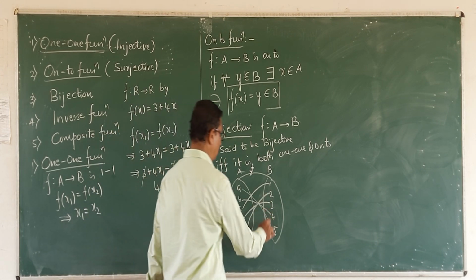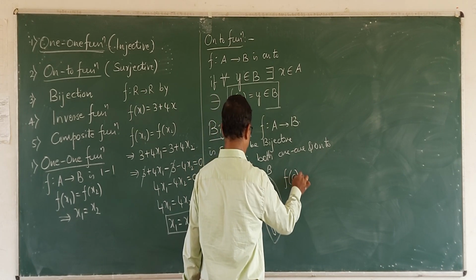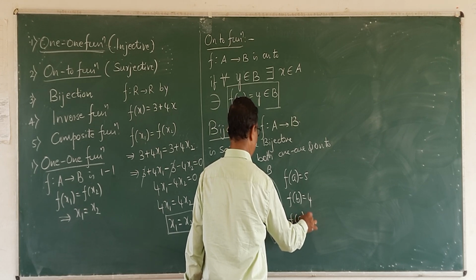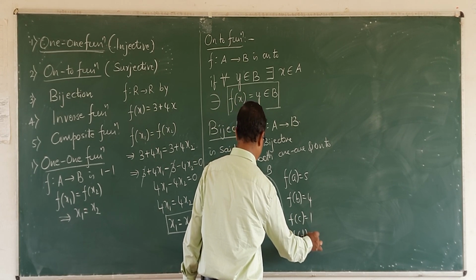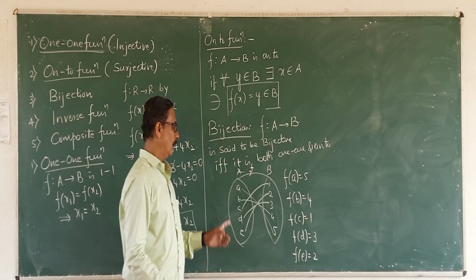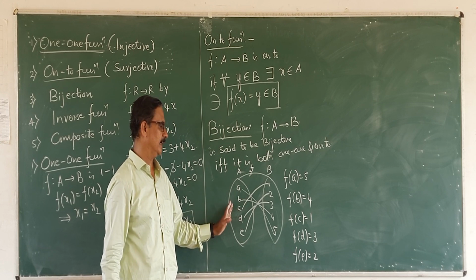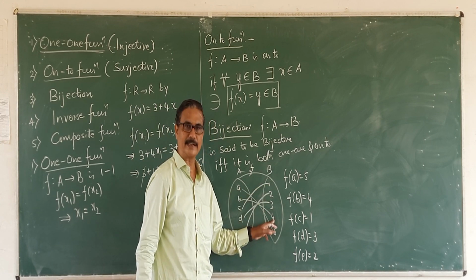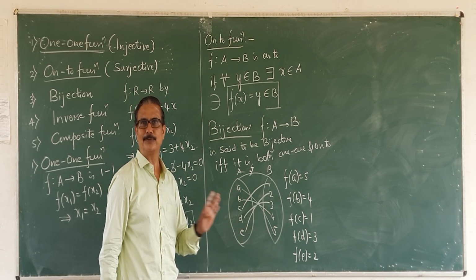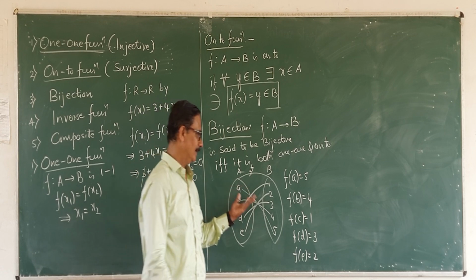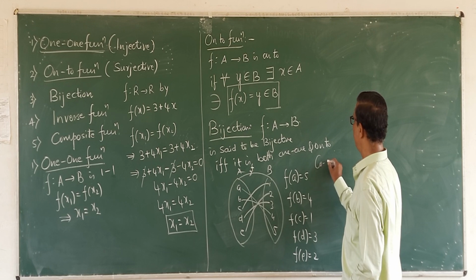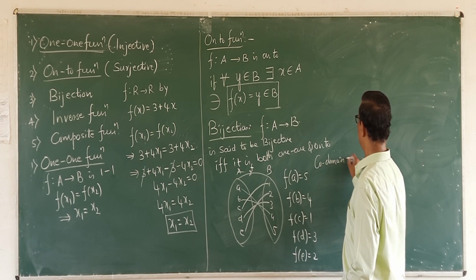Now f of a is equal to 5, f of b is equal to 4, f of c is equal to 1, f of d is equal to 3, and f of e is equal to 2. Observe it: all the elements of the first set have different images in the second set, one element to one image. Clearly it is a 1-1 function. Is it an onto function or not? Clearly it is onto, because the domain is set A and the codomain is set B.